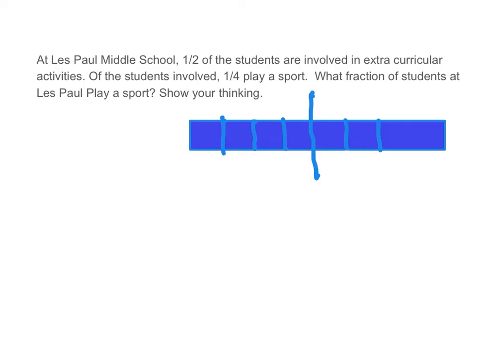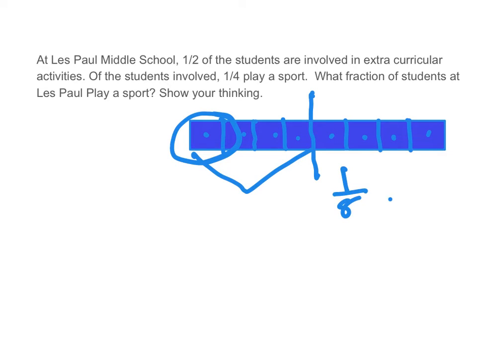So we have to do this for the half that we're not talking about, but this is the half we are. So we know the size of this partition, and we can count how many partitions are in our whole. 1, 2, 3, 4, 5, 6, 7, 8. So I know the size of the partitions will be eighths. So 1/8 of the students play sports.